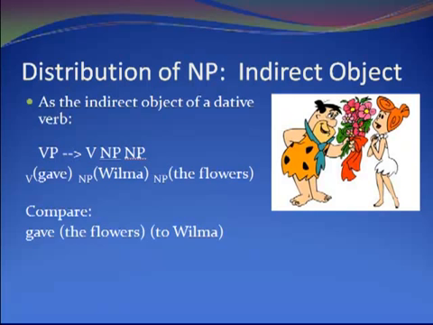We can say Fred gave Wilma the flowers. Now what you see then is we're losing the to, and we have two noun phrases next to each other. Gave, Wilma is one noun phrase, and the flowers is the other. Now in this case, Wilma is still the recipient, and the flowers are still the patient, the entity undergoing the action. And because of this, we say that Wilma, the first noun phrase in this structure, the verb with the two noun phrases, is the indirect object, and the second noun phrase is the direct object.